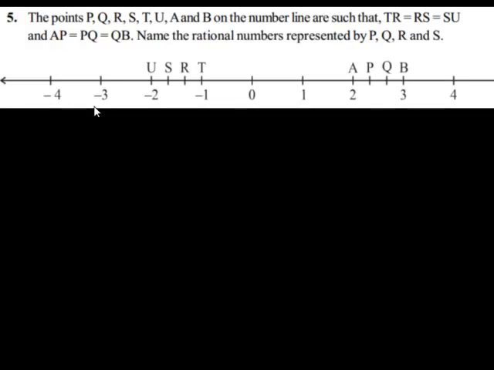The problem says the points P, Q, R, S, T, U, A and B on the number line are such that TR is equal to RS is equal to SU and AP is equal to PQ is equal to QB. We have to name the rational numbers represented by P, Q, R and S. Now let's see the solution.